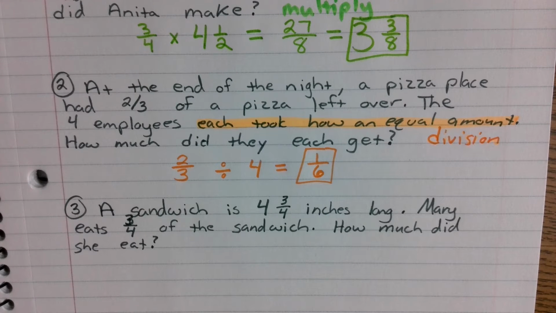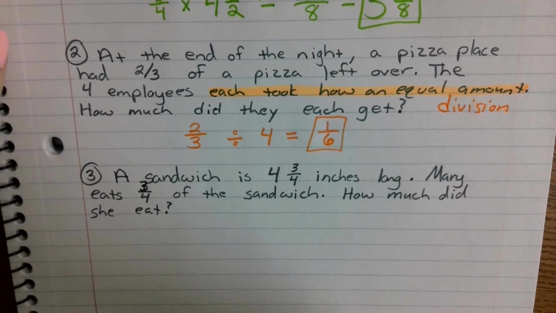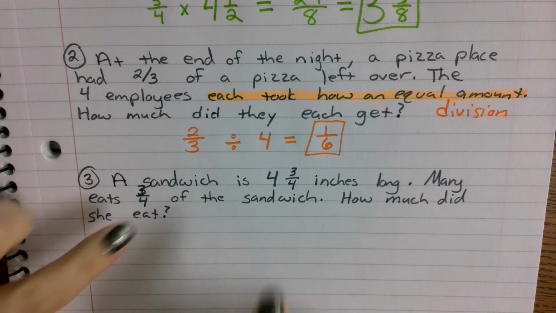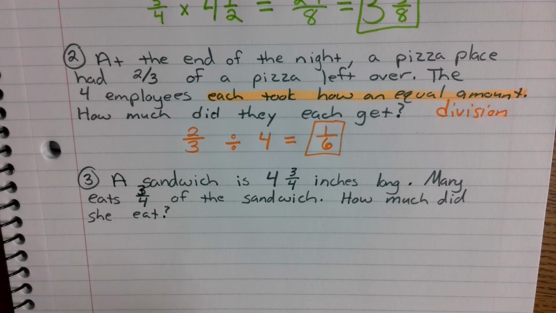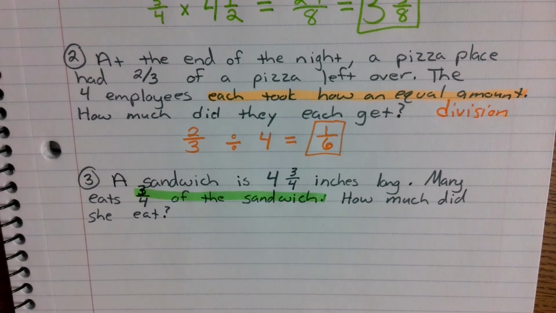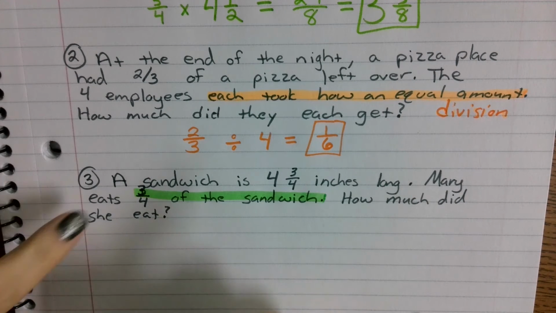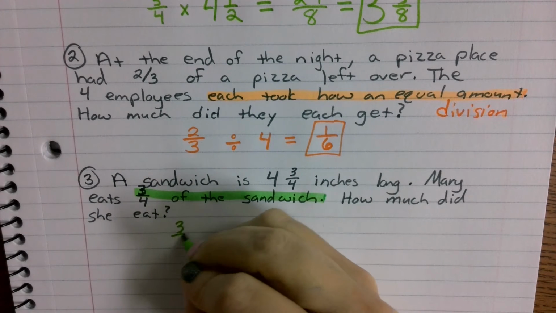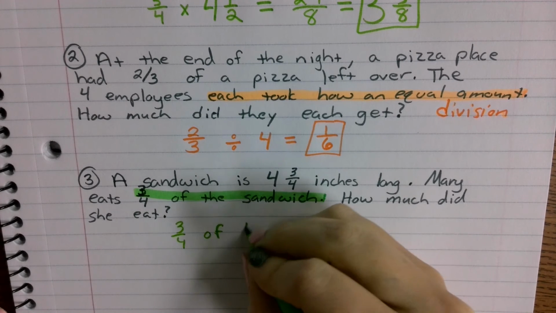Alright, a sandwich is 4 3/4 inches long. Mary eats 3/4 of the sandwich. How much did she eat? So in a problem like this, when we see a fraction of something, so we've got the measurement of the sandwich. We know that you're eating 3/4 of that amount. So it's basically stating, hey, you are going to do 3/4 of 4 3/4.